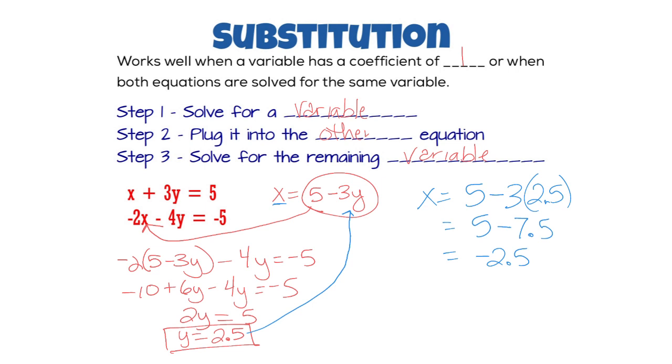Now remember that your answer is really the ordered pair where these two lines would intersect. And so you always write your answer as an x, comma, y. So -2.5, comma, 2.5, x, comma, y. That would be the ordered pair that would work to solve both of these equations. It's the only ordered pair that would work in both. It's also the point where these two lines would intersect if I graphed them. Okay, that's substitution.